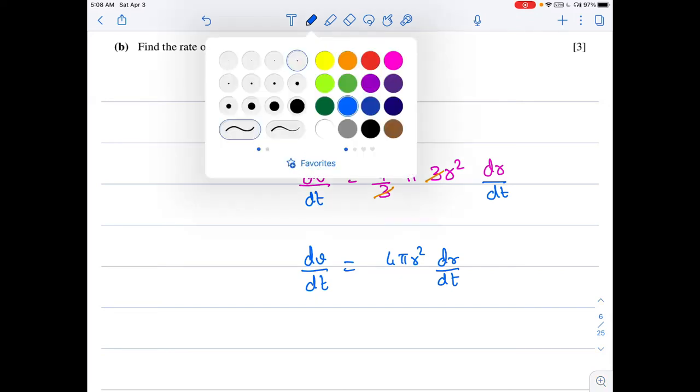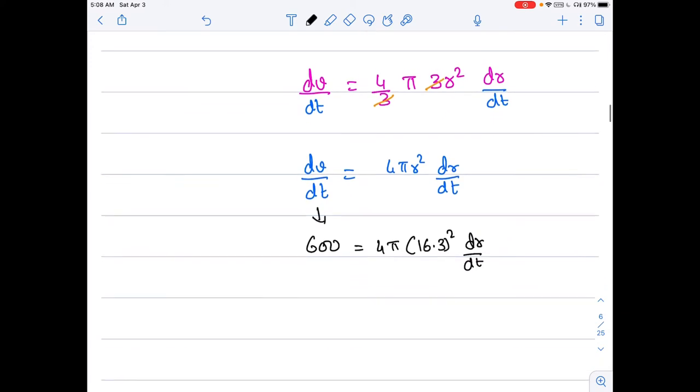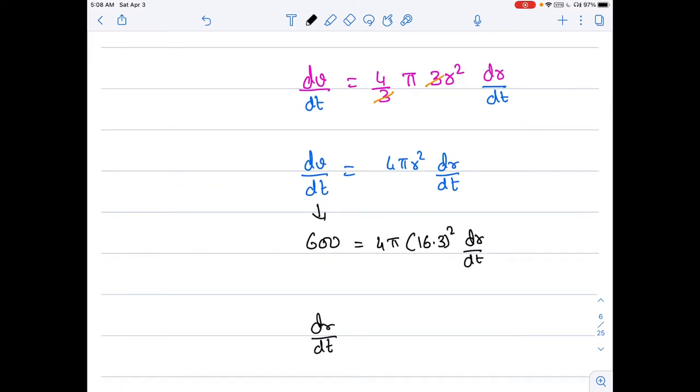Now dV by dt was given in the beginning of the question. We have written it as 600 is equal to 4 pi times radius 16.3 whole square times dr upon dt. From there, I should be getting the value of dr upon dt. dr upon dt is equal to 600 divided by 4 pi times 16.3 whole square. I take the calculator quickly and use that one: 600 divided by 4 times pi times 16.3 whole square.